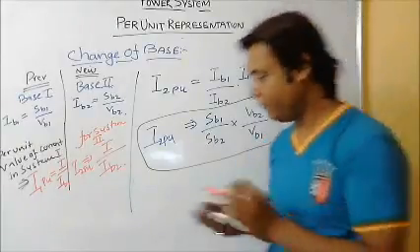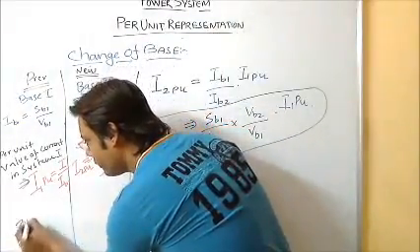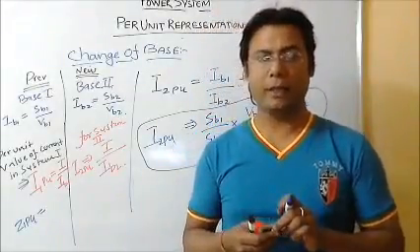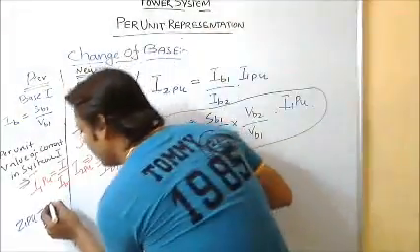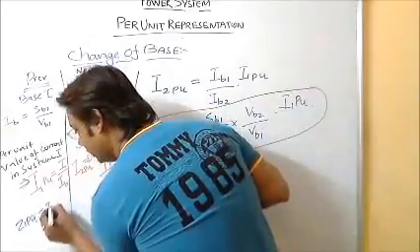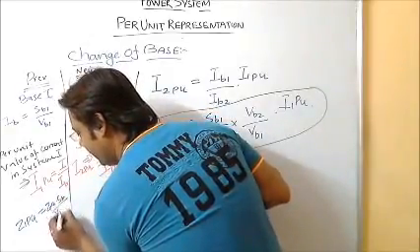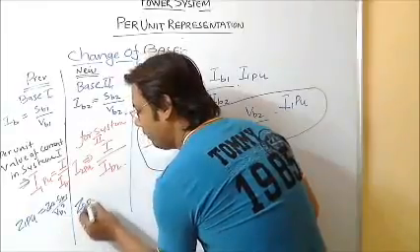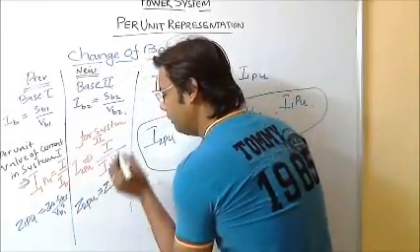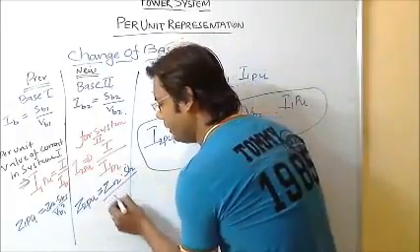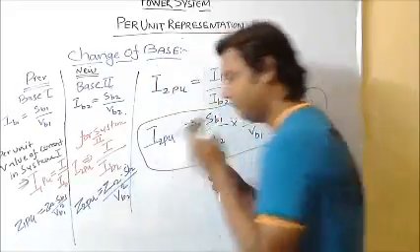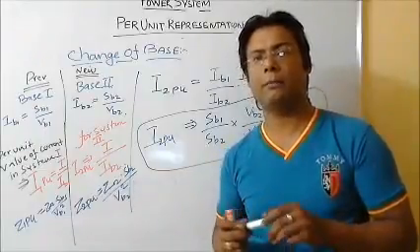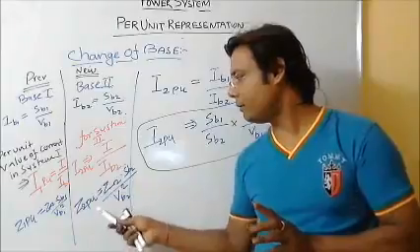Similarly, I can have Z1 per unit, which is equivalent to Z ohm, which we have studied, into SB upon VB square. If I am writing SB1, VB1 over here. Similarly, Z2 per unit would be equal to Z ohm multiplied by SB2 divided by VB2 square. This is a formula which we have studied in the elementary classes also, and just now to brush up your knowledge of per unit representation, I use this formula.